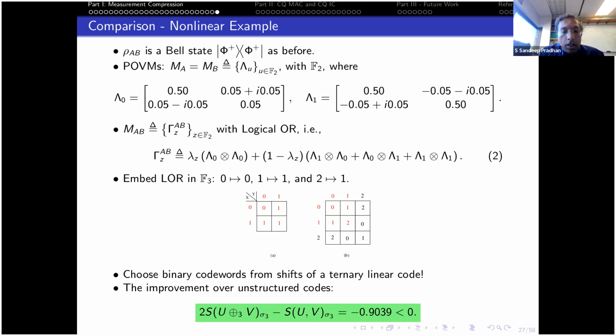Now you might wonder, how do I get binary codewords from a ternary linear code? It turns out you can do that. A ternary linear code is the set of all linear combinations on this alphabet of size 3, but there are codewords which are still binary, containing only zeros and ones. And if you take appropriate shifts of this ternary linear code, you can actually do that. And with all of this, we can now do computation.